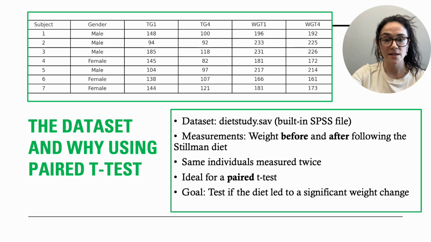For our purposes today, we'll be specifically focused on their weight measurements, weight 1 and weight 4, to test whether the Stillman diet led to a significant reduction in weight. In other words, we're asking, did participants lose weight after completing the diet? And is that change meaningful, or could it just have happened by random chance?